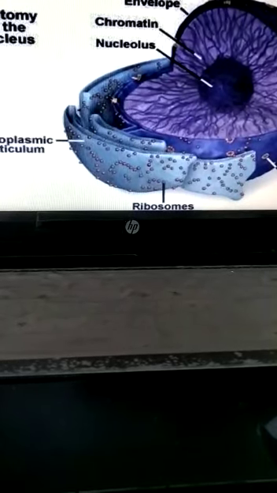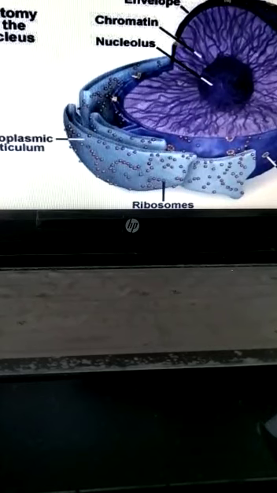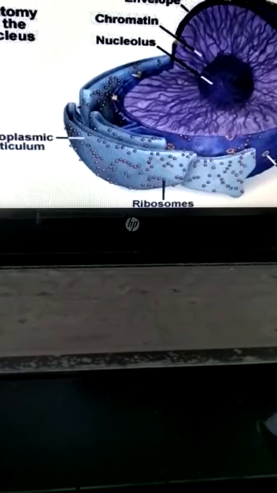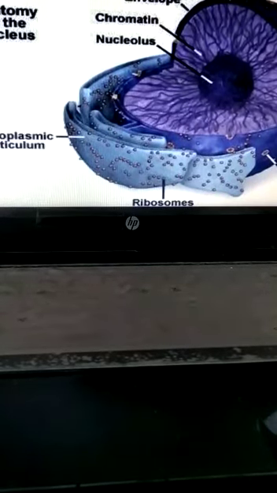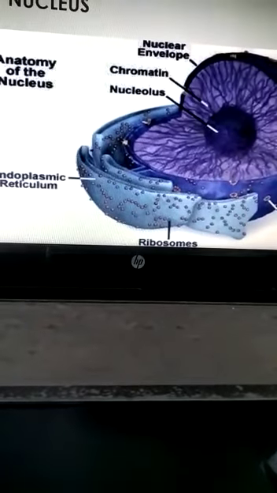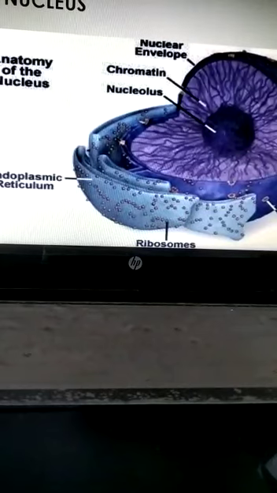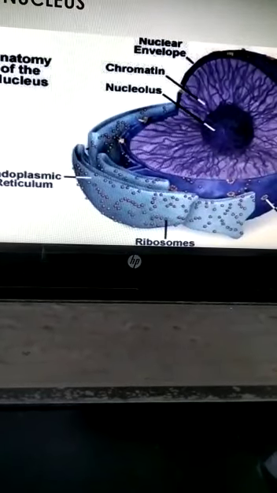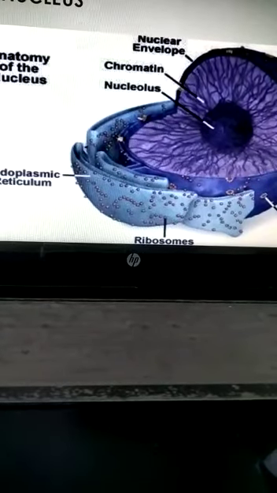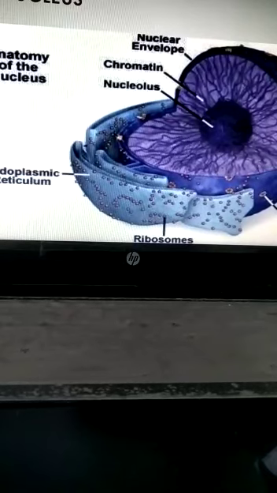The chromosome contains genes. Gene is the functional unit of a chromosome. Genes are responsible for storing and transmitting hereditary characteristics from one generation to another.